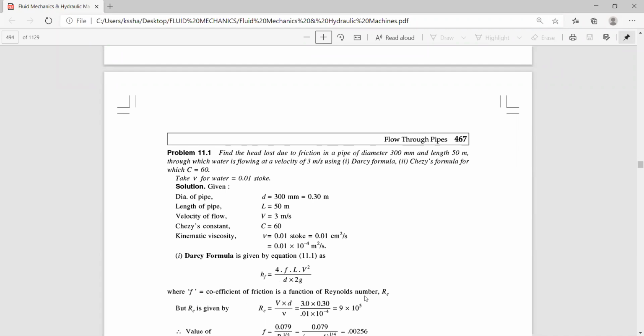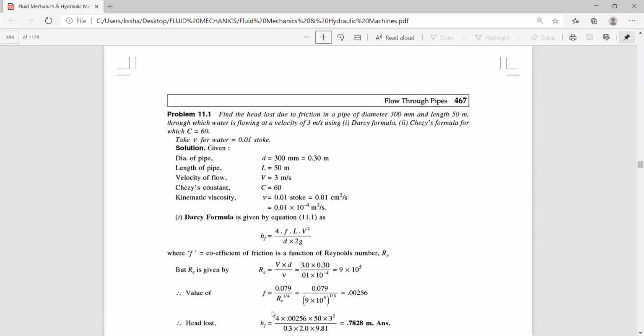f is a function of Reynolds number Re, which is given by, see here, directly in some problems the f value may be given. But in some cases, the f value will not be given. So at that time, you can use the formula which is connected with the coefficient of friction f. That is, f is equal to 0.079 divided by Reynolds number raised to 1 by 4. This formula also you can use to calculate the f value.